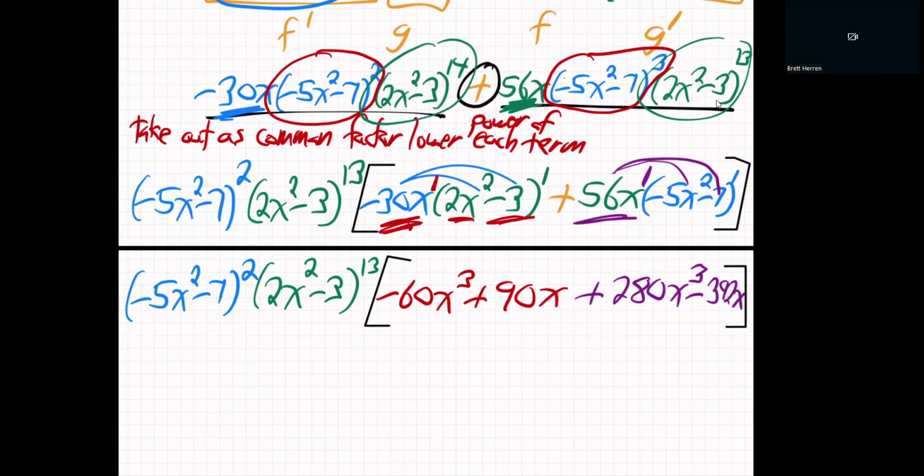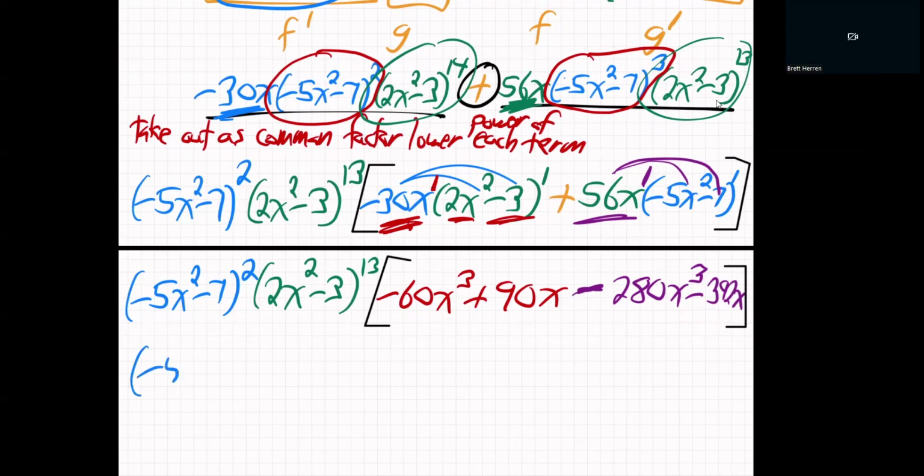Okay, see what I did there? I just took 56 times minus 5 and got that. Oh, wait, it should have been minus, shouldn't it? They should both have been minus. What am I doing? I'm messing up. This is tedious stuff. Should have been minus. Let's try that again. So plus 56 times minus 5 is minus 280x cubed, and then positive times negative is negative 392, through 350, and we're at 392x, right? All right, we're almost there.